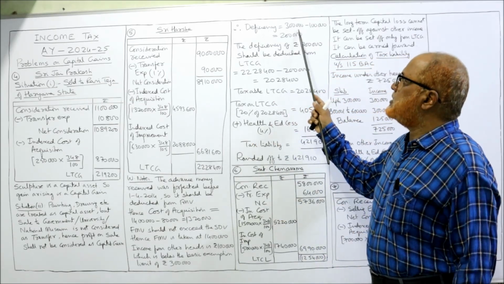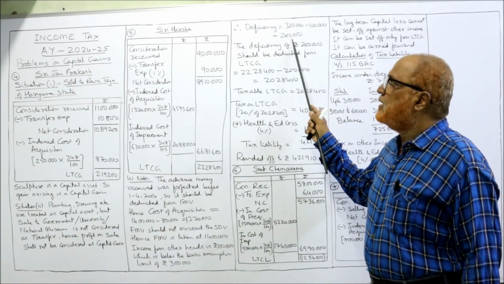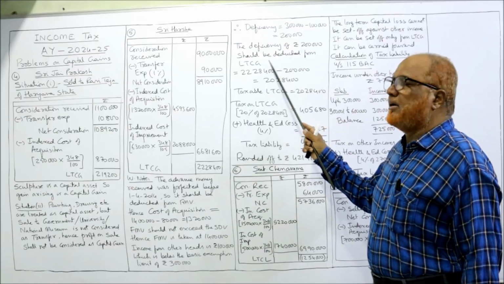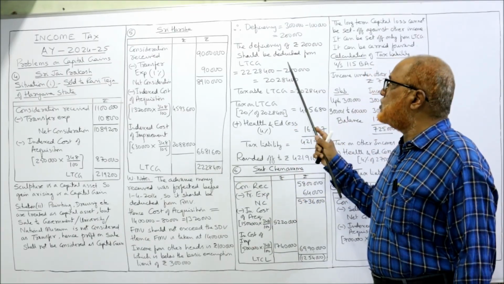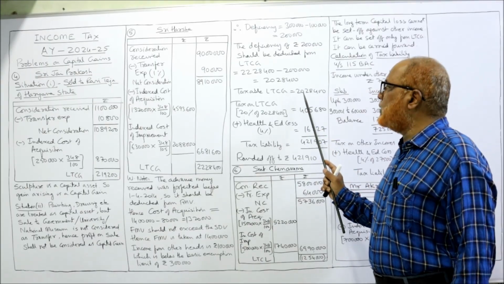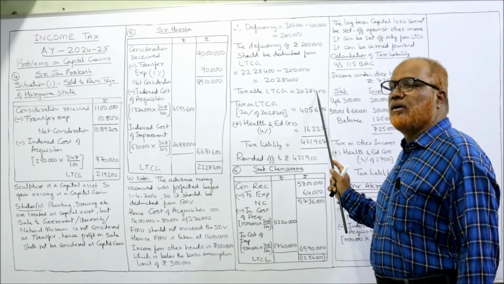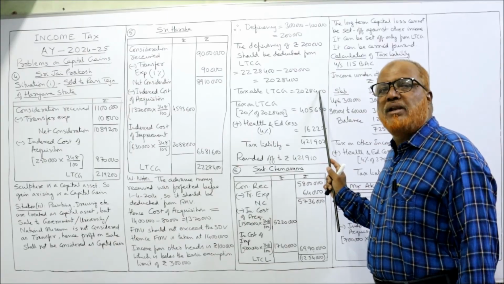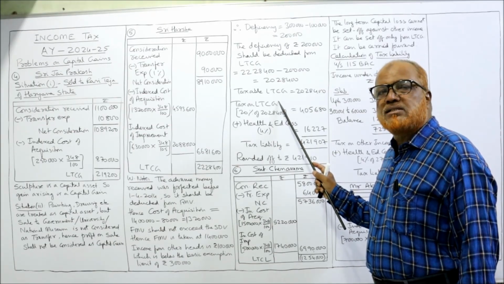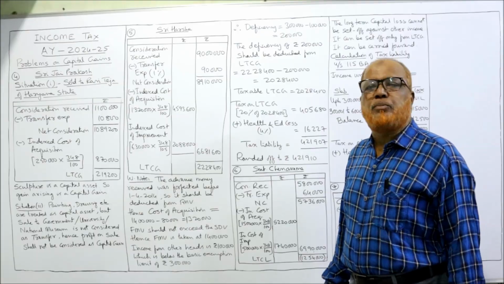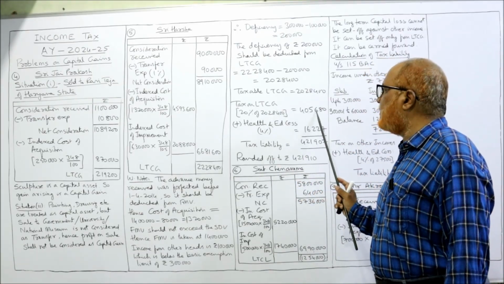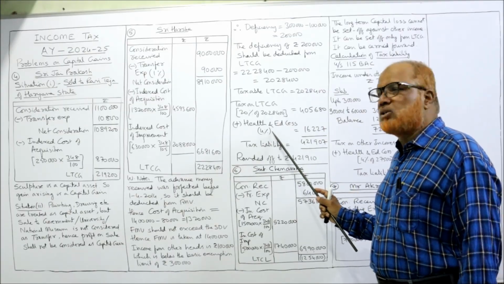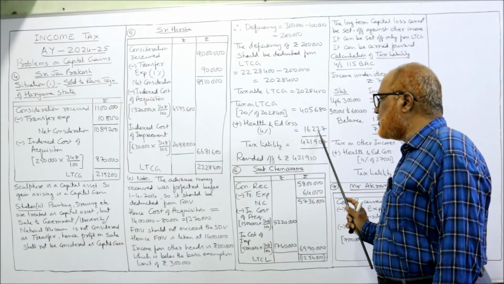So here therefore deficiency is 3 lakh minus 1 lakh, 2 lakh. Now the deficiency of 2 lakh should be deducted from LTCG. LTCG 22 lakh 28,400 minus 2 lakh, we'll get 20 lakh 28,400. This is called taxable LTCG. On this, a flat rate of 20% will be applied. So 20% of 20 lakh 28,400 is 4 lakh 5,680. Plus health and education cess 4%, 16,227.